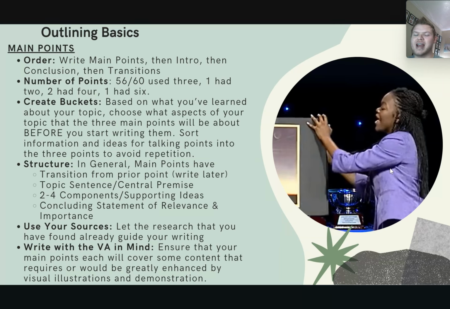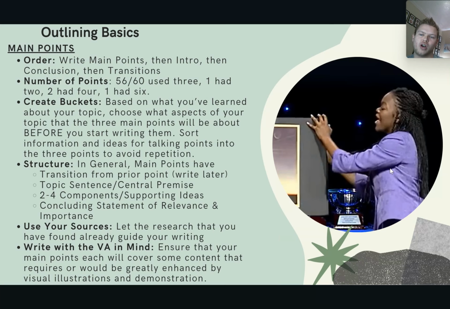Once you decide how many points you want, you need to create buckets or groupings of information that will form the basis of those 3 main points. Choose the aspects of your topic that will form your main points before you start writing them. Sort your sources, your information, your ideas, the things that you've learned about the topic into, okay, these all seem to go together here, these seem to go together here, and these seem to go together here.